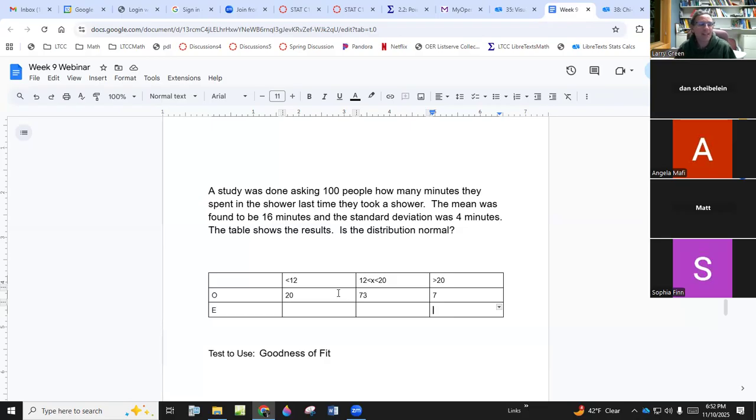Okay, now we got to find the expected, because that's how goodness of fit works, right? How do we find the expecteds? Any thoughts? Any ideas? I'll give you a chance to think and type it in. So how would I get the expected counts? I got the observed counts, 20, 73, 7, because that was given to us. How do we get the expected counts?